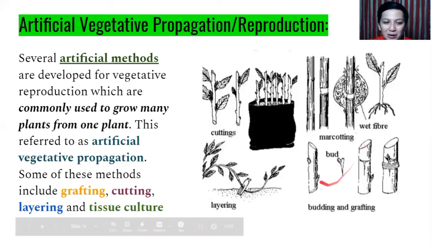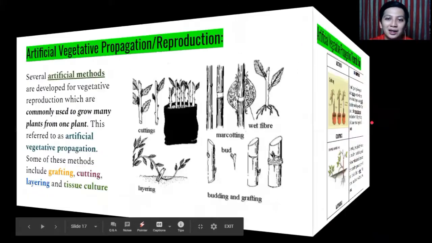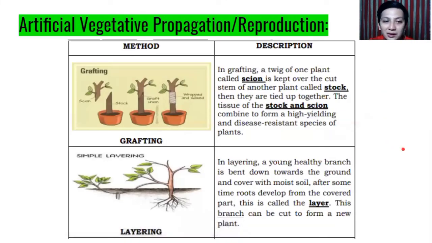So meaning to say, meron tayong isang bago dito, yung tissue culture. So ito yung medyo modern na. Okay, so these are the methods and descriptions.